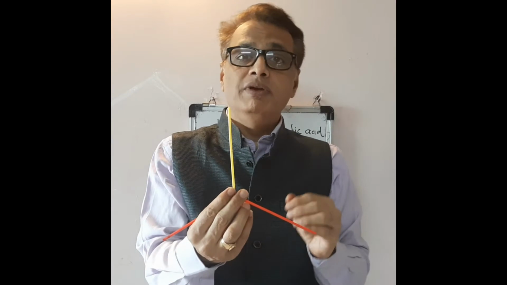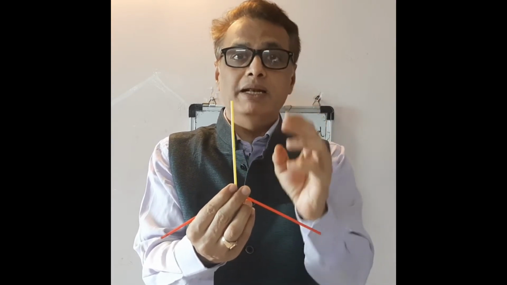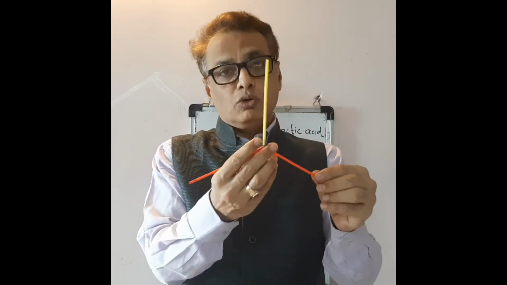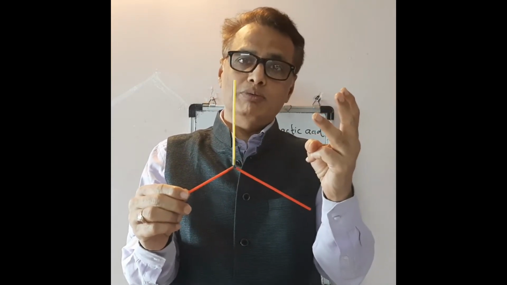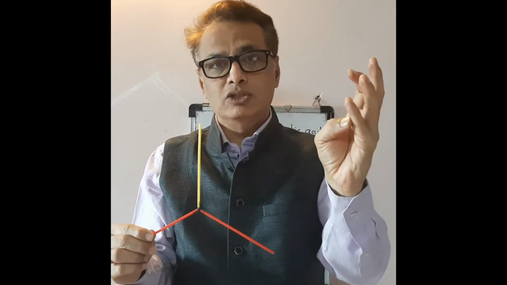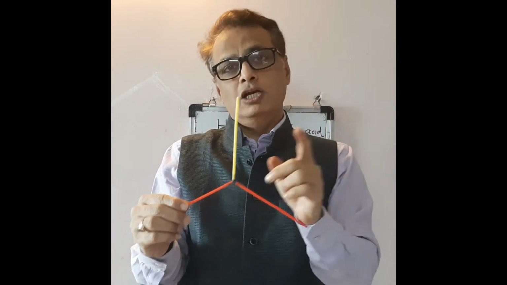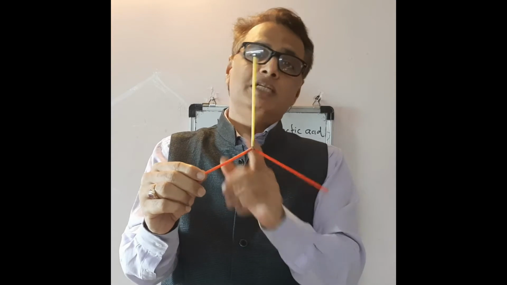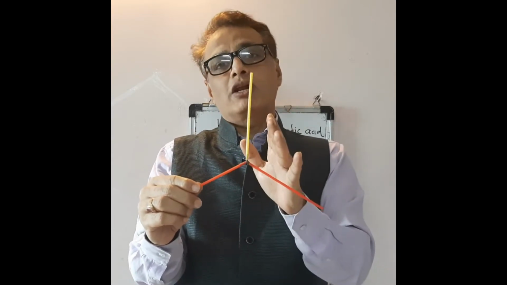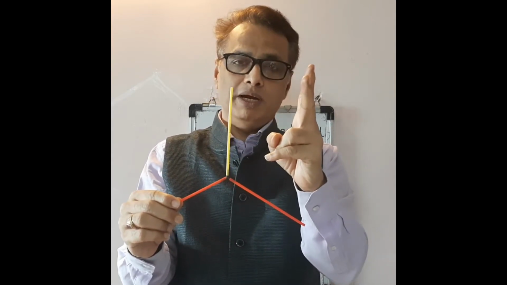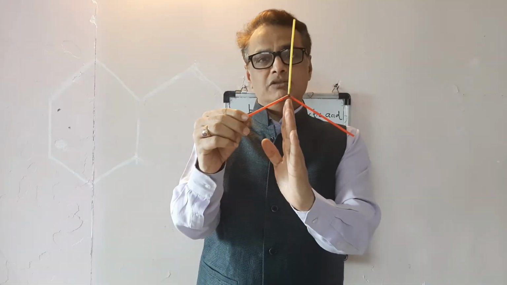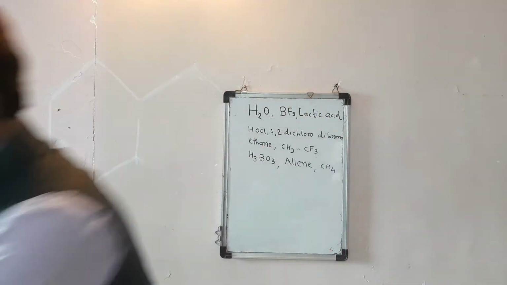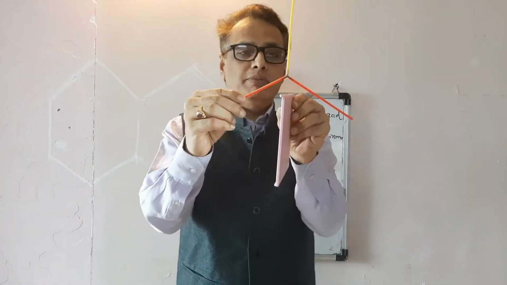Now we'll discuss the third symmetry element, that is plane of symmetry. Does it contain a plane of symmetry? Yes. There are three types of plane of symmetry: one is vertical, second is horizontal and third is diagonal. So we have to find out which plane of symmetry is present in the water molecule. Water contains two vertical planes of symmetry, which we have already discussed. This is one vertical plane. This is the other vertical plane.